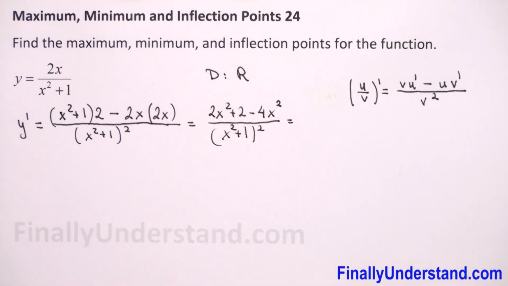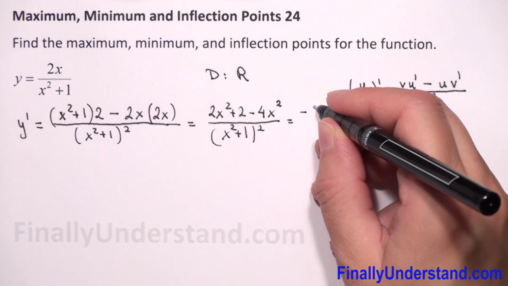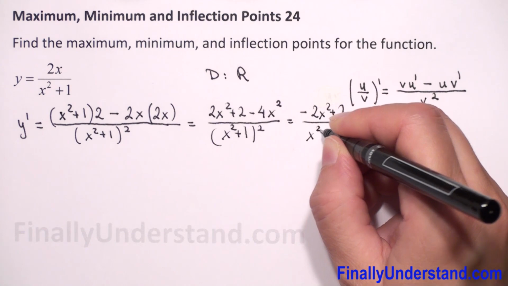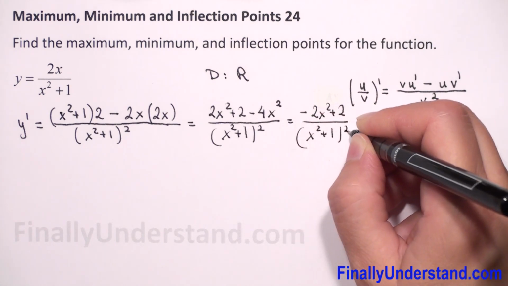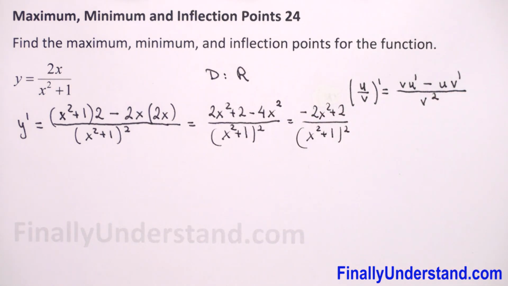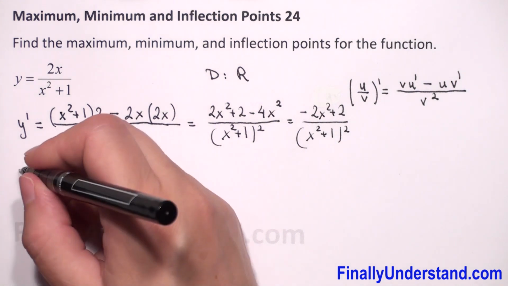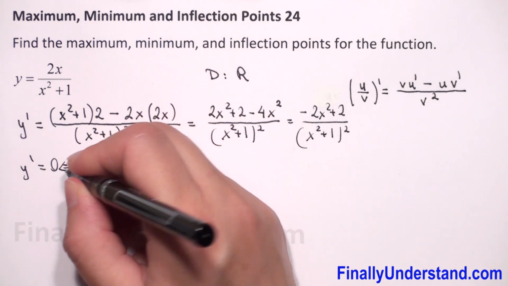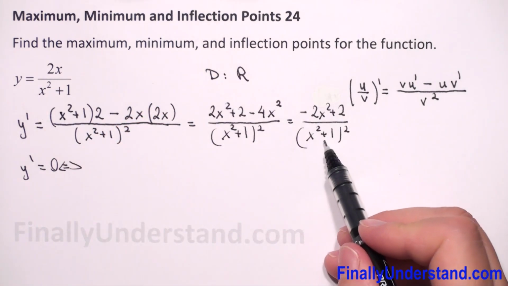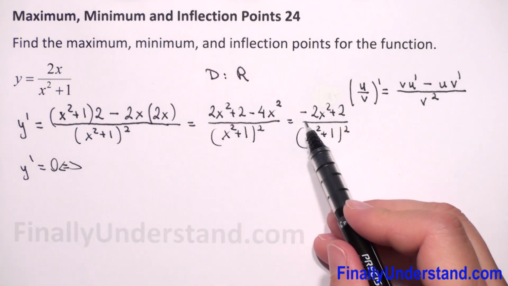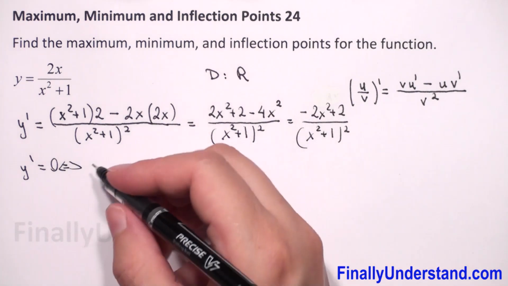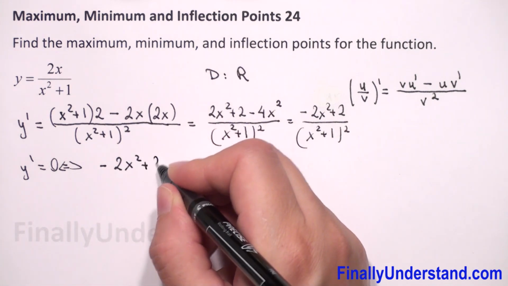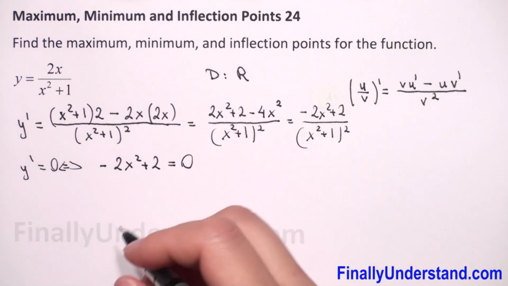This is equal to negative 2x squared plus 2 over x squared plus 1 to the second power. So we have the first derivative. Now we have to check when the first derivative is equal to 0. It is 0 if and only if the numerator is 0, so we consider only the numerator. We have negative 2x squared plus 2 equals 0.